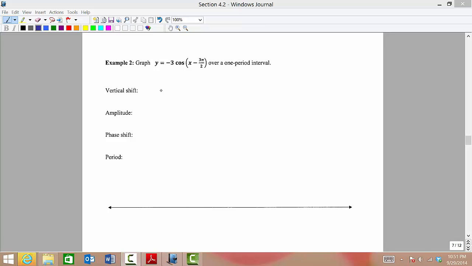Example 2, we want to graph y equals negative 3 times cosine x minus 3 pi over 2. And we're graphing over a 1-period interval. So let's see what we have. Do we have a vertical shift?